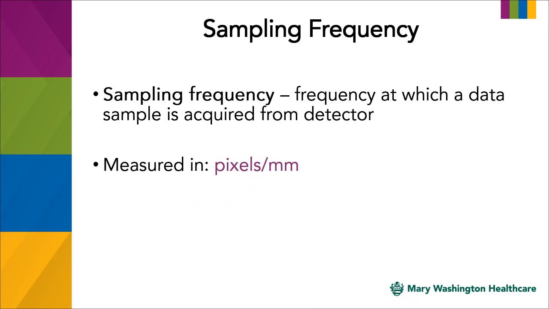Sampling frequency is also known as the frequency at which samples are acquired from the detector, and it's measured in pixels per millimeter.